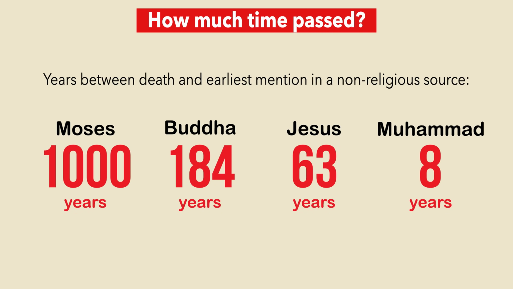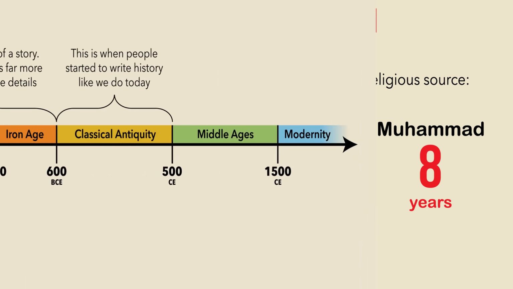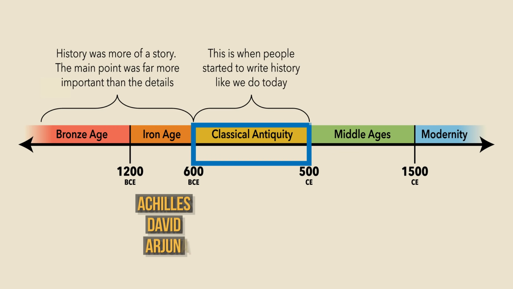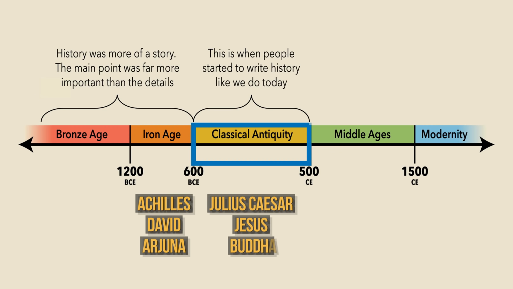So you can see that this puts the Buddha in a category more similar to Jesus than to Moses or Muhammad. Here's a very important chart that I showed in my Moses video. Note that both Jesus and the Buddha lived during the period shown in the middle, in yellow, called Classical Antiquity. Generally speaking, the likelihood of a person from classical accounts being historical is always going to be much higher than that of a person from Bronze Age or Iron Age accounts. That's why I would tend to label figures such as Achilles, David, or Arjuna as legendary, but figures such as Julius Caesar, Jesus, or Buddha as historical.